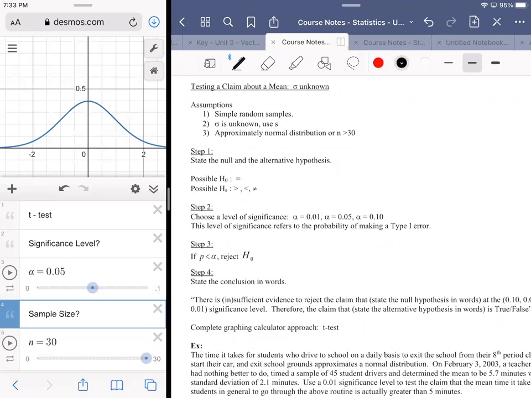All right. Sigma is unknown, so we use S instead. And it's approximately a normal distribution, or the n value is greater than 30. All right. Either way, because once you hit the benchmark of 30, you can go with a z distribution or a t distribution. They're both going to accomplish the same thing. So what I have encouraged people to do is, when you're testing a claim about a mean, don't even bother with a z distribution because a t distribution is going to cover all the bases anyway.